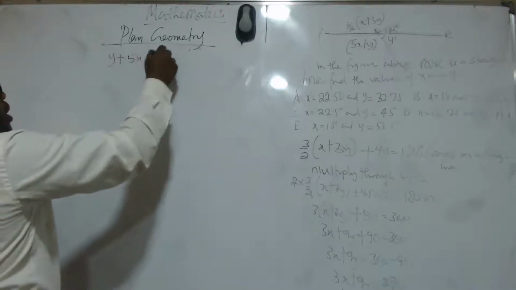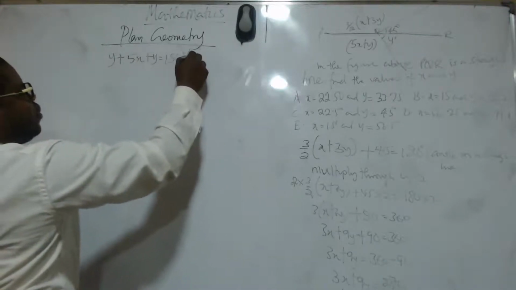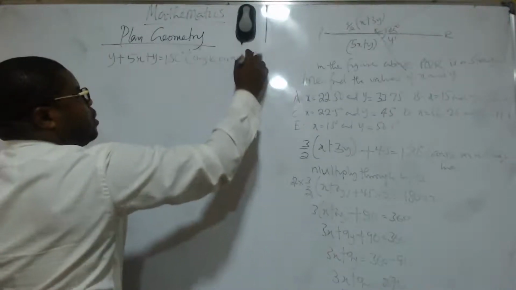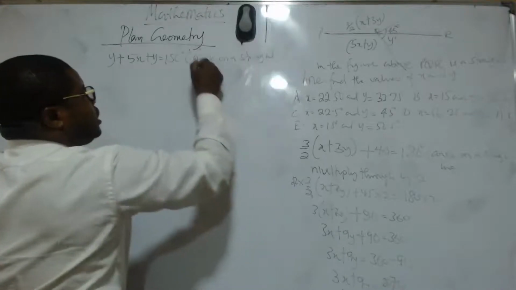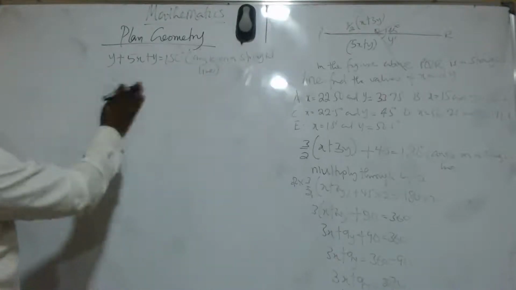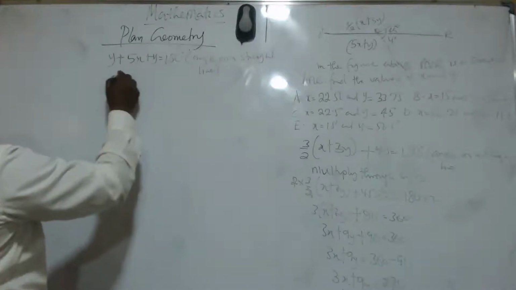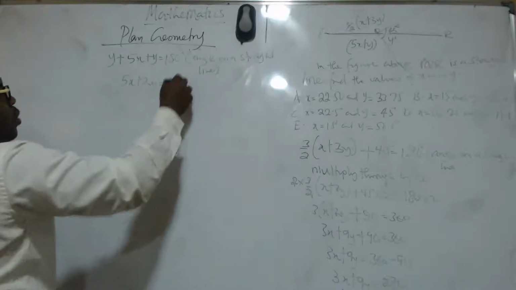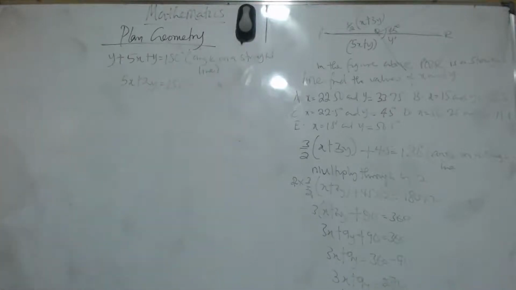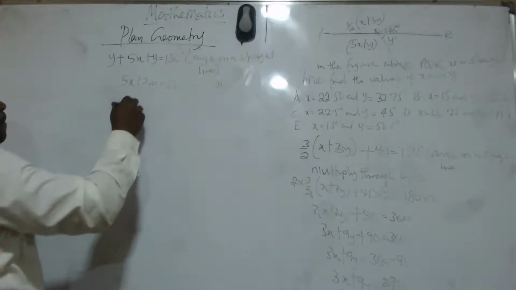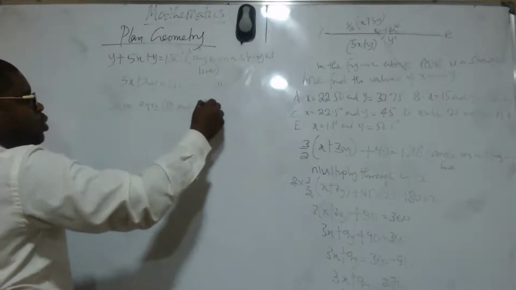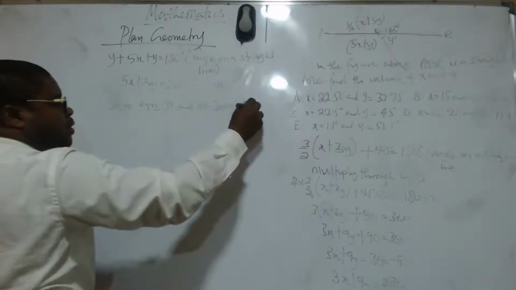Then 5x plus y plus y equals 180. We have angle on a straight line. So you have 5x plus 2y equals 180. So this becomes equation 2. Now, having known that, we now say solve equation 1 and 2 simultaneously.